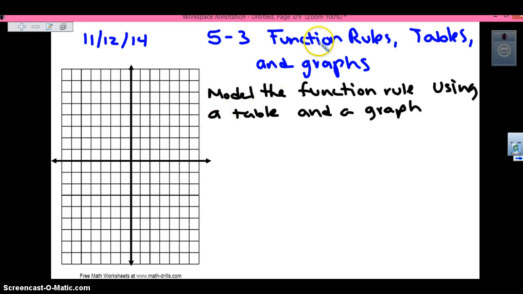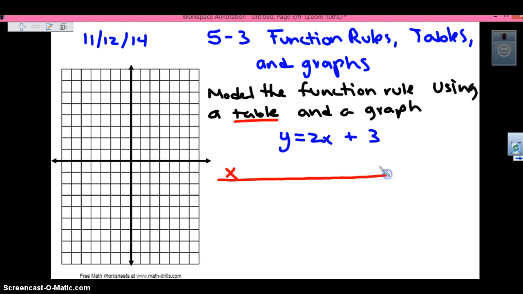Today we're talking about function rules, tables, and graphs. If we have to model the function rule using a table and a graph, if we're given the rule y equals 2x plus 3, first thing we have to do is our table. So we're going to create our table like this.